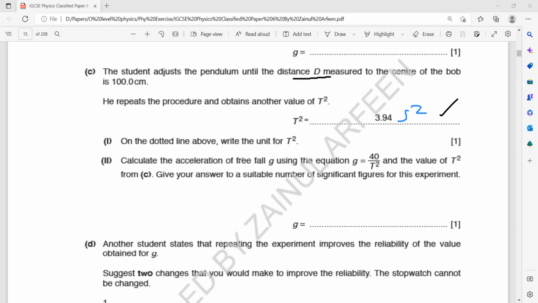Now, the student calculates the value. Again, g he calculated as 40 divided by t square. So 40 divided by t square, where t square is 3.94. What's the answer? 10.15. When there is a 5 and an odd number, we round up, so it will become 10.2. And don't forget to write the unit, meter per second square or Newton per kilogram.